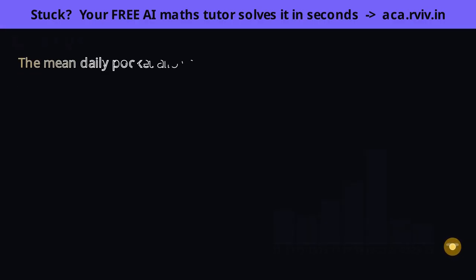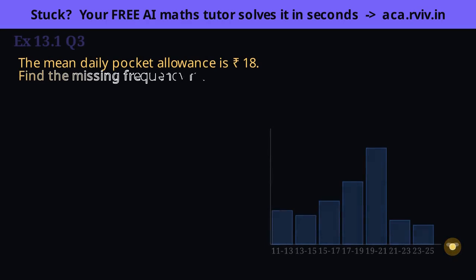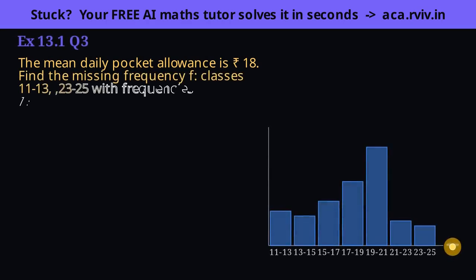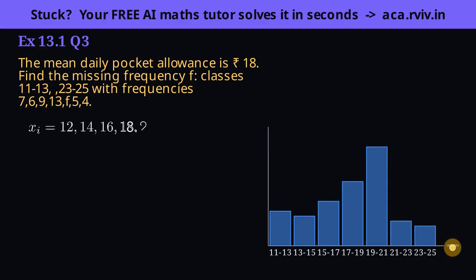Mean known, one frequency unknown. So we run the mean formula backwards into an equation. Here the mean is handed to us and a frequency f is missing. That's a signal to write the mean formula but leave f as an unknown and solve.